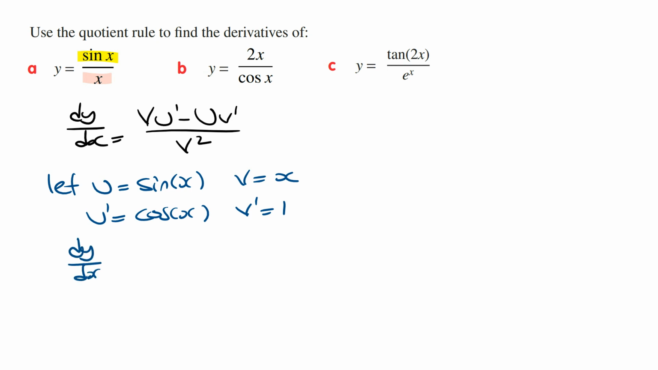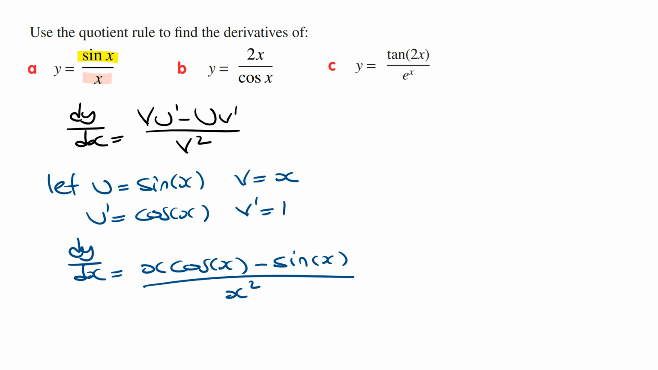And so dy/dx is going to be v times u', which is going to be x times cos of x, and then minus u times v', and so this is just going to be minus sine of x, all over v squared, which is going to be x squared. We can't simplify any further, and so this is going to be the answer for dy/dx.